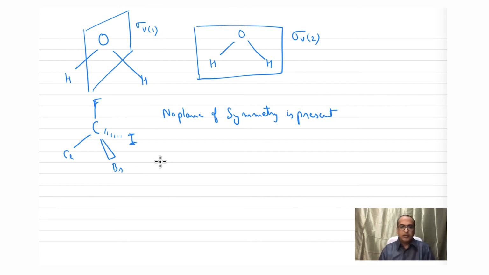So let's also look at the linear molecules. Let's say CO2. How many planes will be present? Infinity.